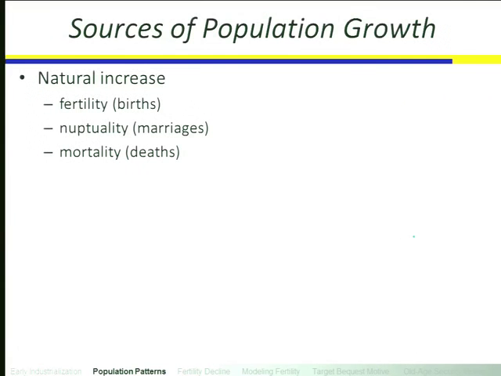So all else constant, if people are having more babies, the population is going to grow faster. There's going to be larger natural increase. If they're having fewer babies, the population will grow slower. There'll be a smaller natural increase.